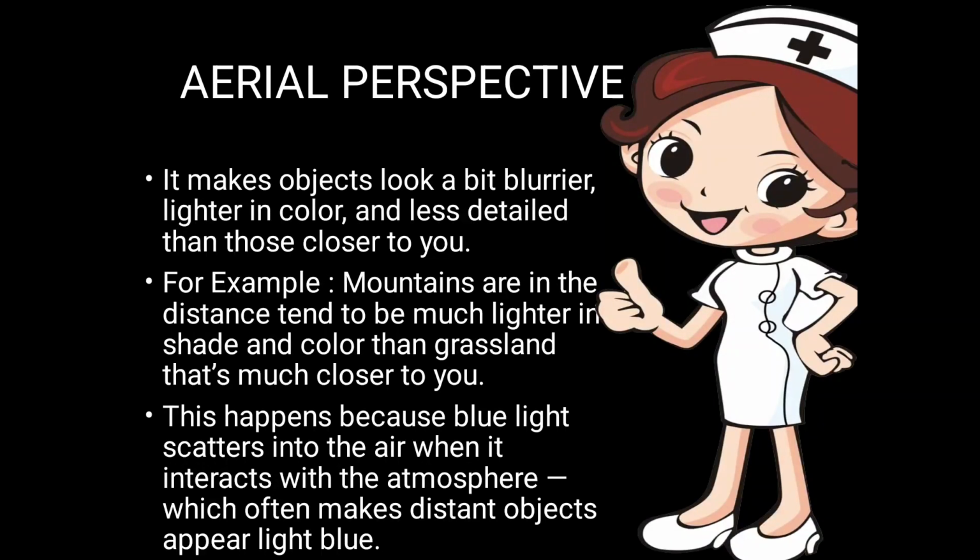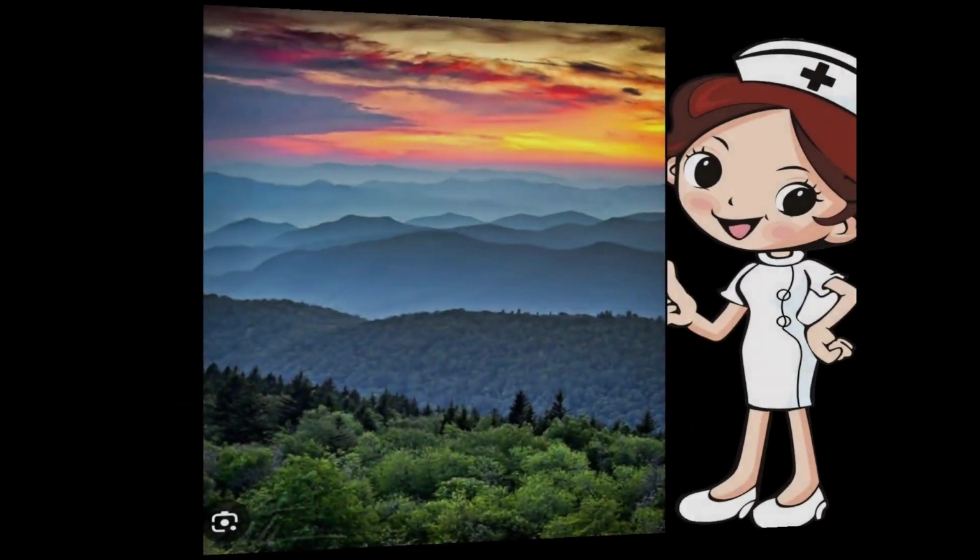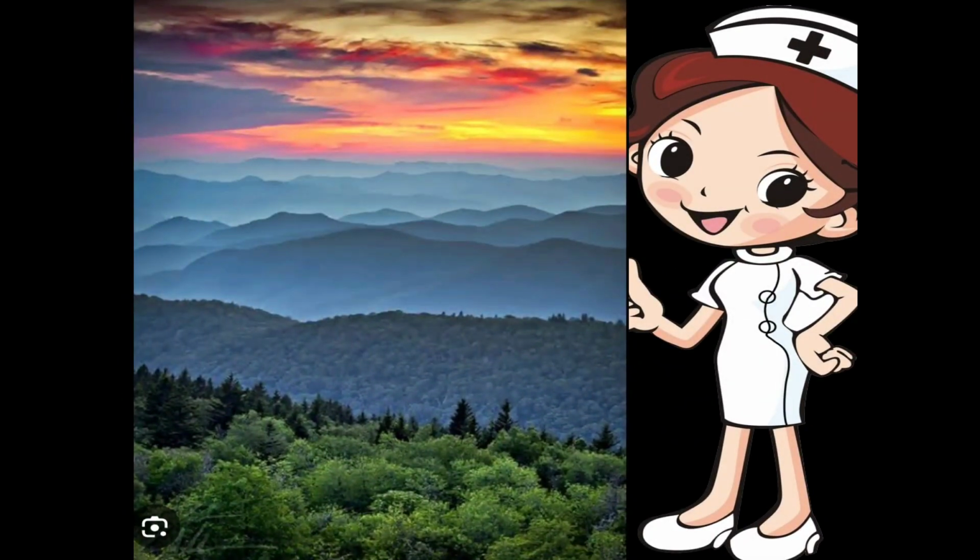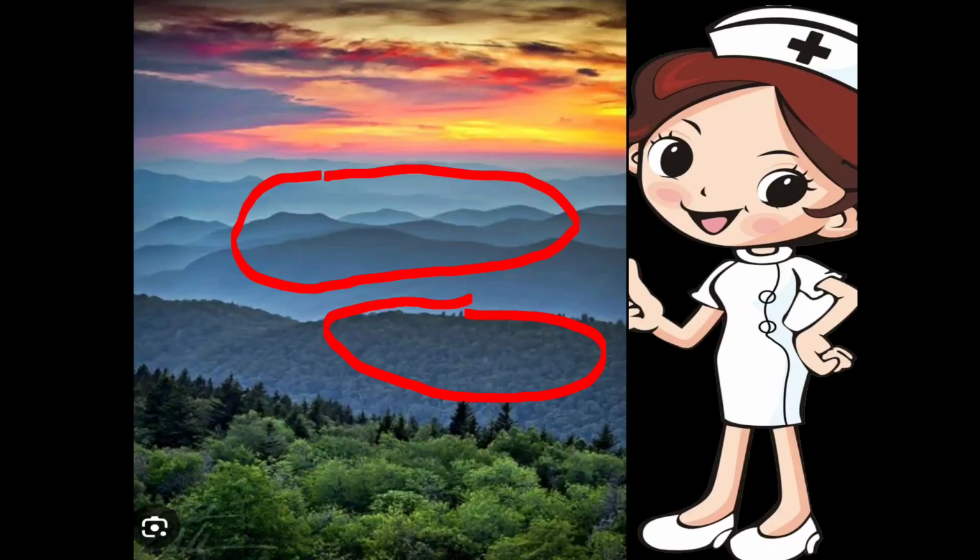Next one is aerial perspective. It makes the objects look a bit blurrier, lighter in color, and with less detail for those farther from you, while those closer are clearer. So let us take an example. The mountains which appear nearby. So these mountains are nearby as compared to these mountains. Okay, so these look blurrier as compared to this one, and the grassland looks clear as compared to this, because this is near and this one is at a distance. Okay, so distant things always appear blurrier and the near things appear clear.